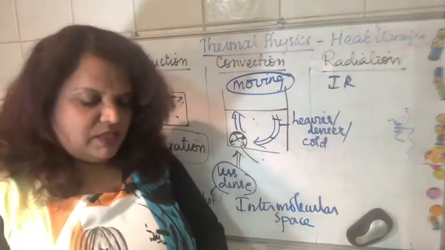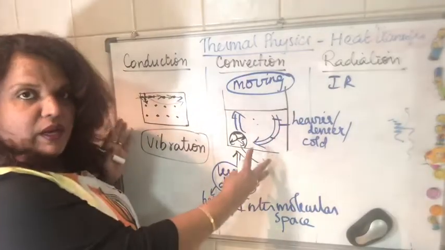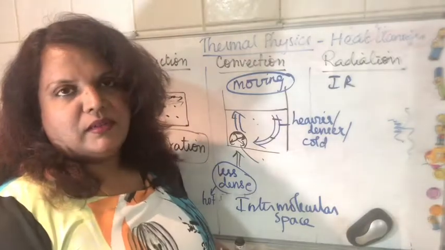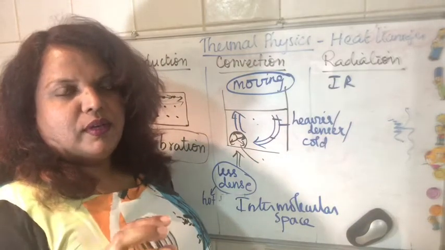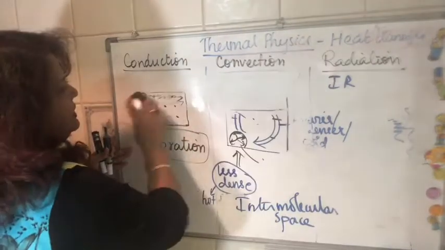Radiation does not require a material medium. So what's the main difference between these two and radiation? These two require a material medium to transfer heat. Radiation does not require a material medium. I hope the definitions and the concepts are clear. We'll just see it in a real life example.